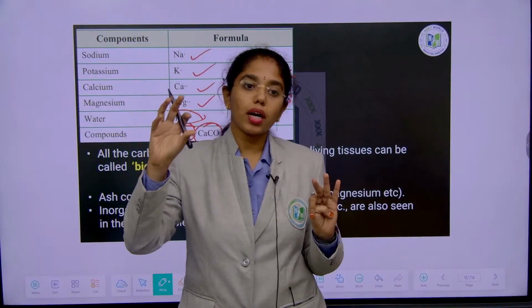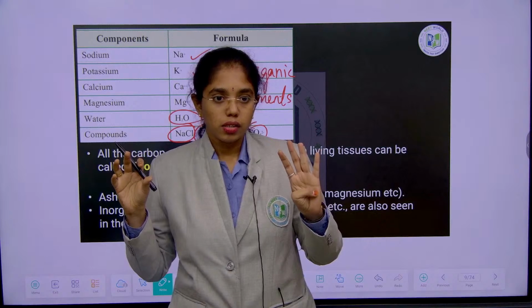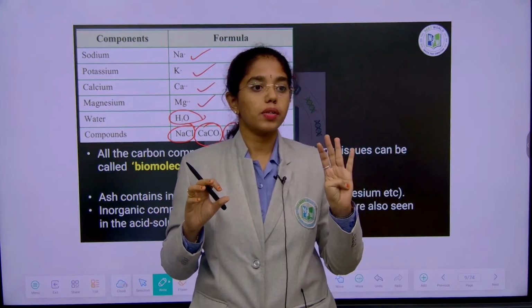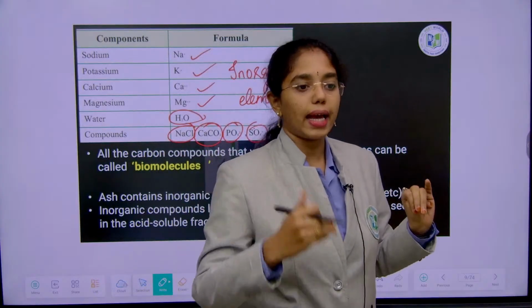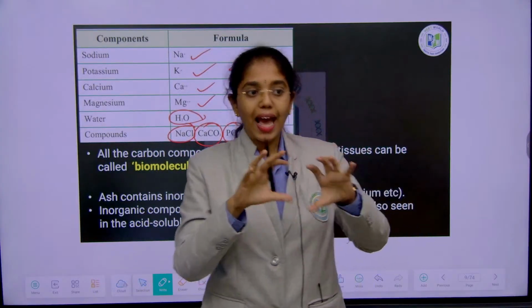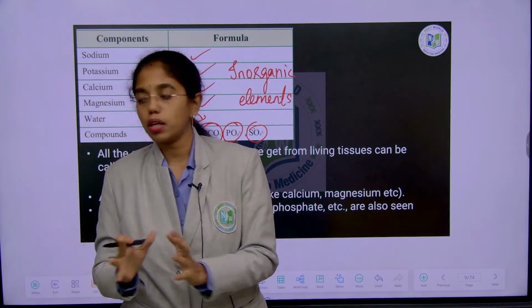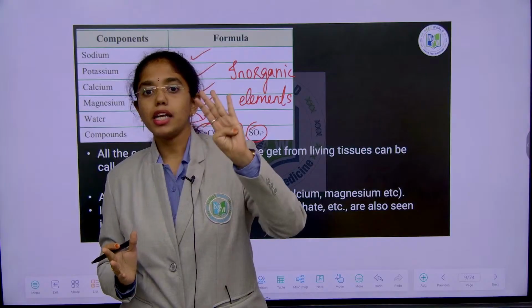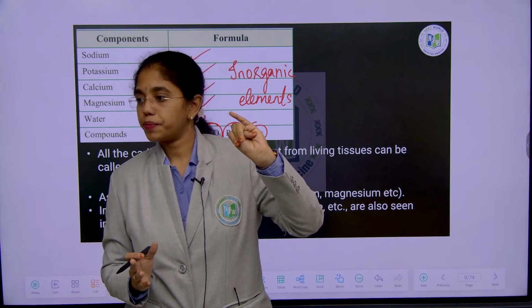In filtrate, what will you get? What are the molecules you are getting? Cytoplasmic constituents, secondary metabolites, organic compounds, inorganic elements. And in acid insoluble pool or retentate, what are the molecules you are getting? Carbohydrates, proteins, lipids and nucleic acids, right.